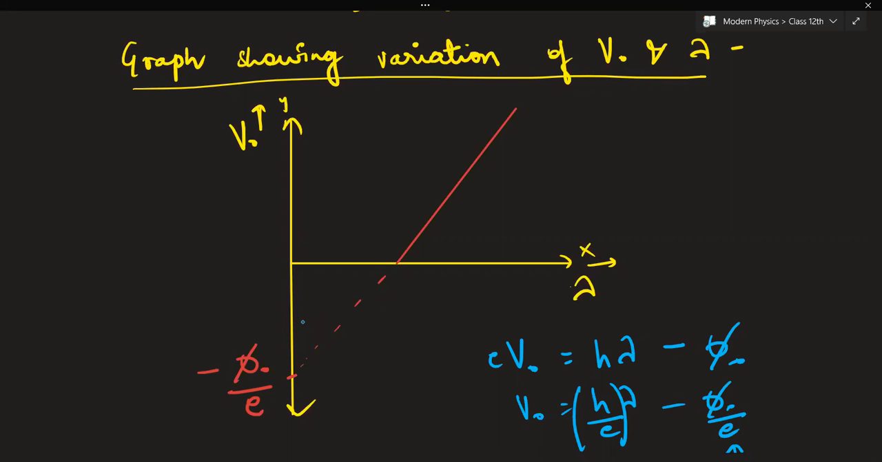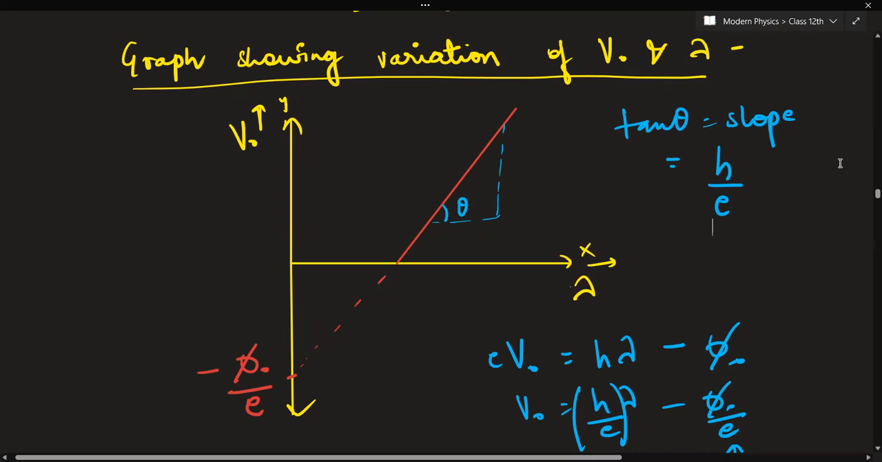And if you want to take the slope, let's say the angle is theta, you take tan theta, which is the slope. This will be equal to h by e. This is an important graph that comes. Okay, note this down. I'll stop after this.